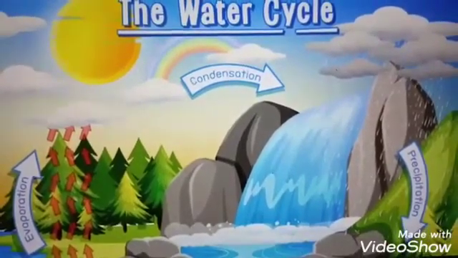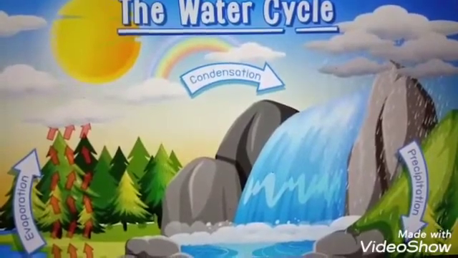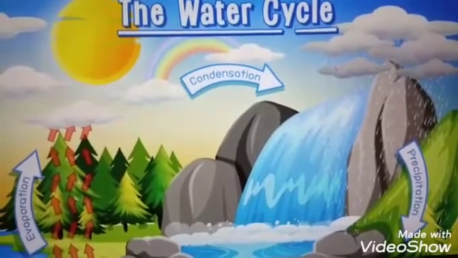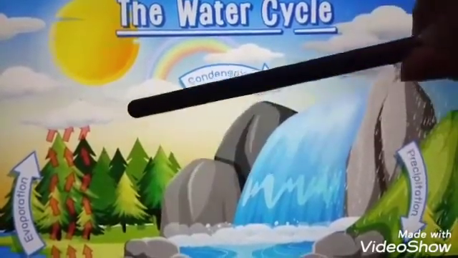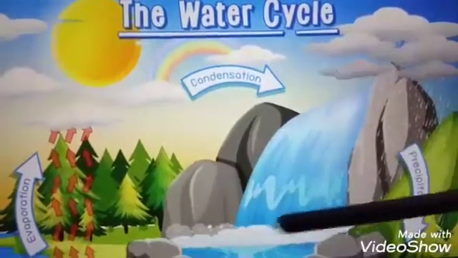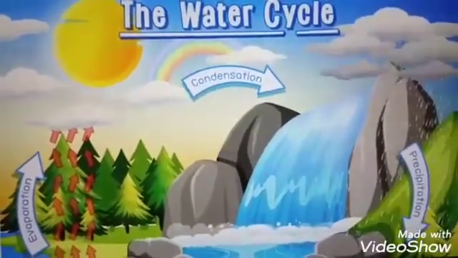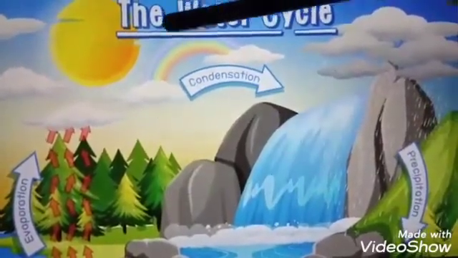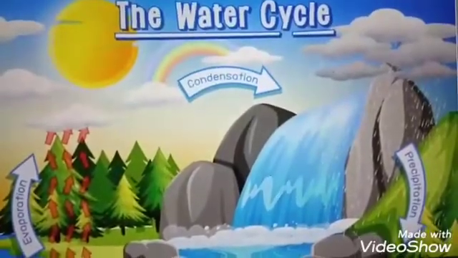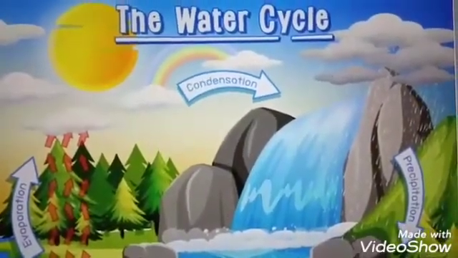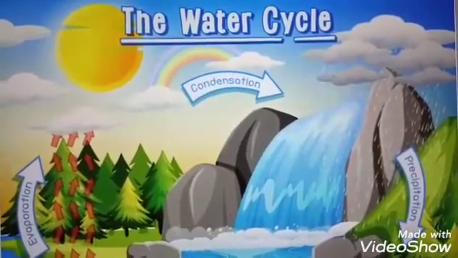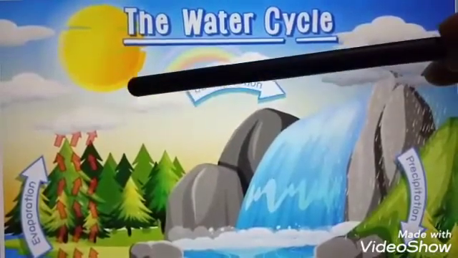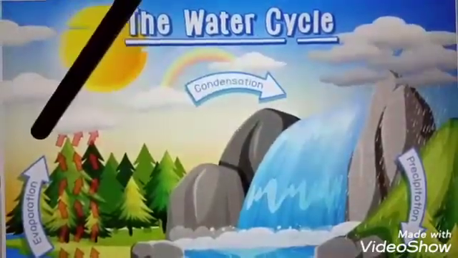The sun heats the water in all the water bodies, be it a pond, sea, or ocean. Can you see these arrows here? The water from the water bodies is heated by the sun, and this water goes up in the sky in the form of water vapor. This process in which water, which is liquid, changes into water vapor, which is gas, is called evaporation.